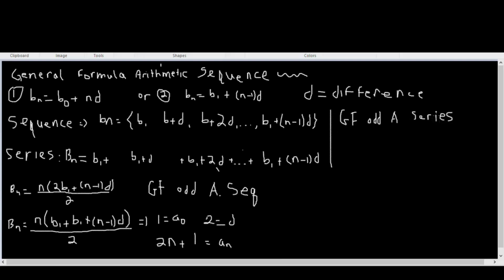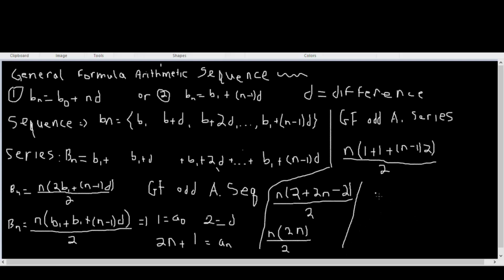That's for the sequence. Now let's look for the general formula for the odd arithmetic series. And all we do is plug in the first term, which is going to be 1 plus 1 plus n take away 1 times 2. 2 is the difference, obviously, all over 2. And what does that leave us? It leaves us with the following formula. 2 times n squared all over 2, and the 2's just cancel, which just leaves n squared.